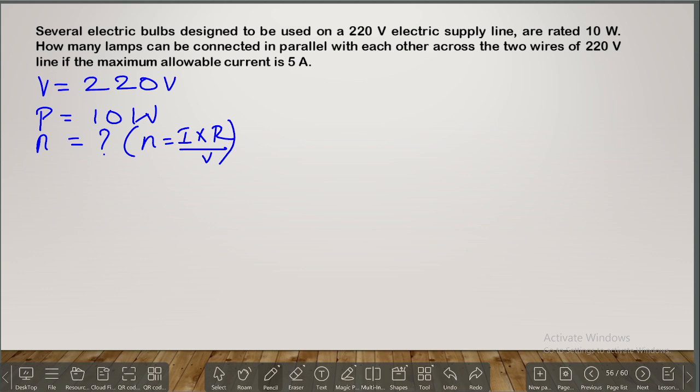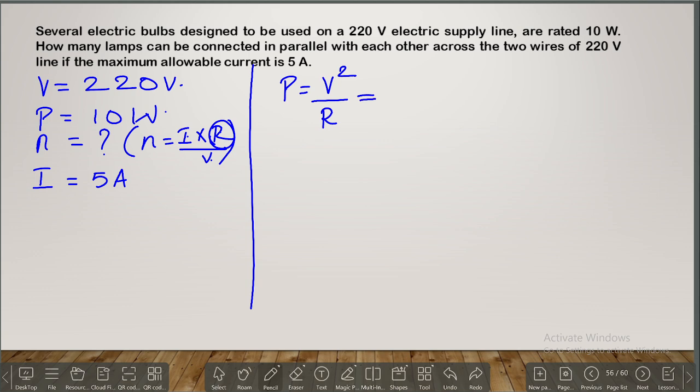maximum allowable current is, that means through this circuit how much current is going to pass? 5 ampere. That means N I am going to find, means I can use the formula N is equal to I into R by V. But in the question I don't have R. So how I am going to find the R means by using the formula P is equal to V square by R. If I need R means the formula will rearrange it as R is equal to V square by P.